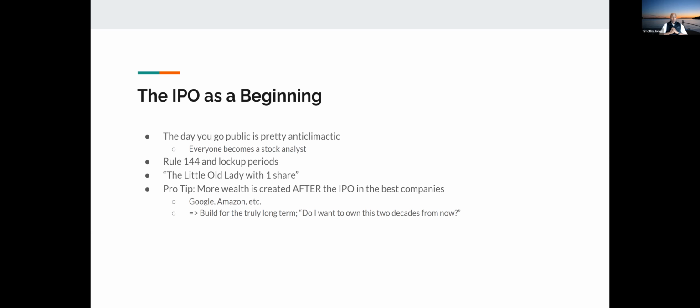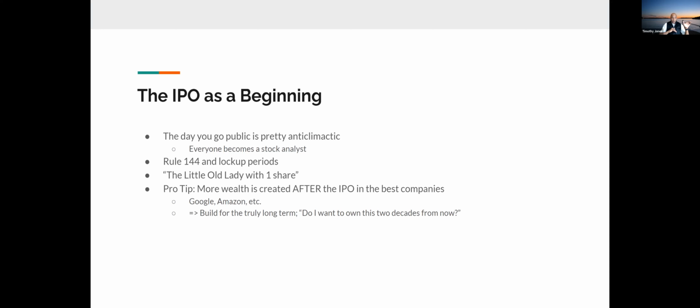Companies will throw their party, champagne gets opened, but the behavior of the company shifts. I like to say everyone becomes a stock analyst. So after the IPO party, you walk around the halls, and everyone's got a stock trading application up on their screen because they're watching the stock price.